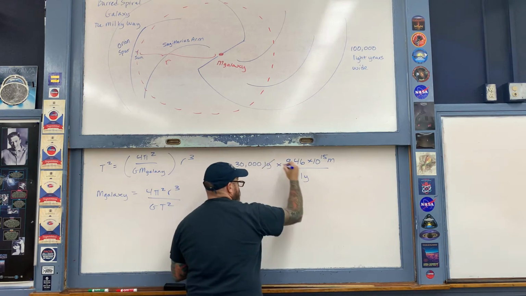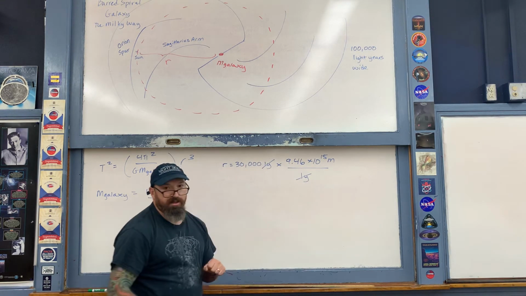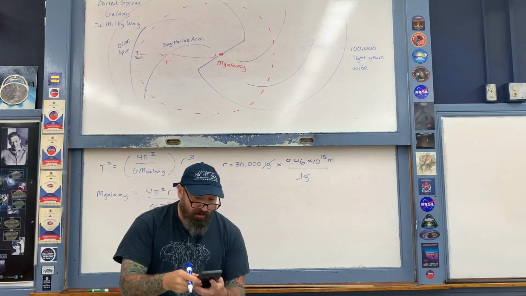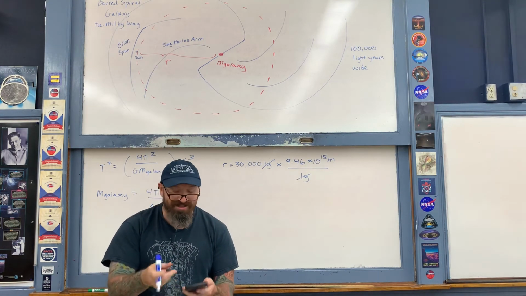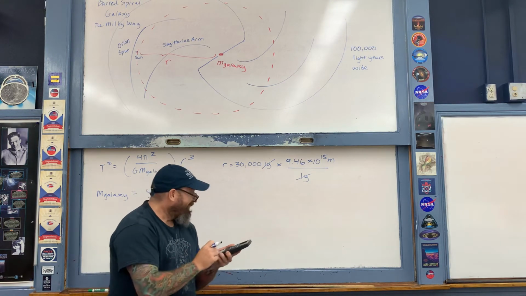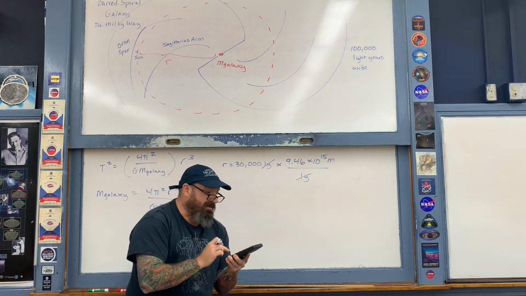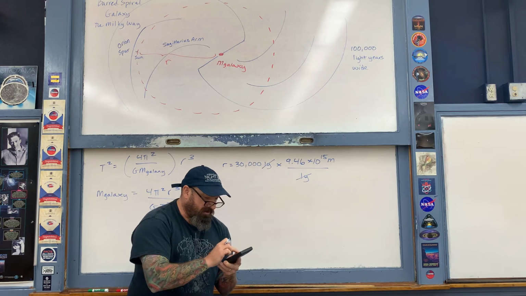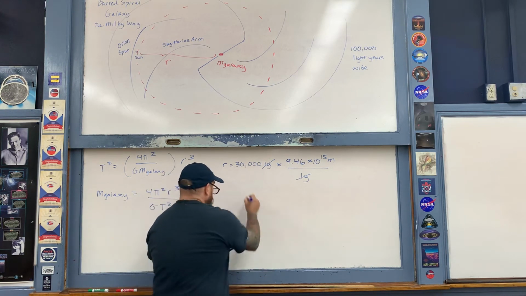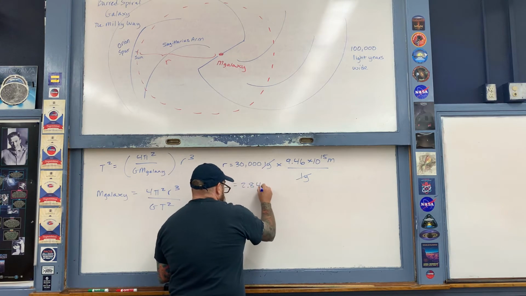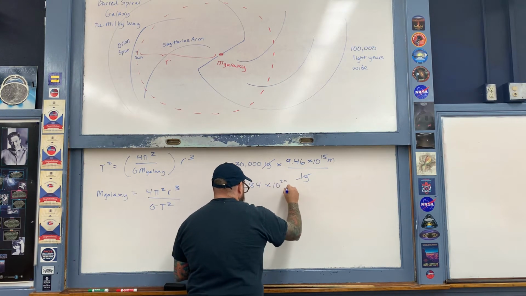Let's go ahead now and convert 30,000 light years into meters. Okay, so this is how many meter sticks you would need laid end to end to go from the sun to the galactic center. So it's gonna be a lot. So let's see, 30,000 and then multiply by 9.46 times 10 to the 15th meters per light year. And this is about 2.84 times 10 to the 20th meters.